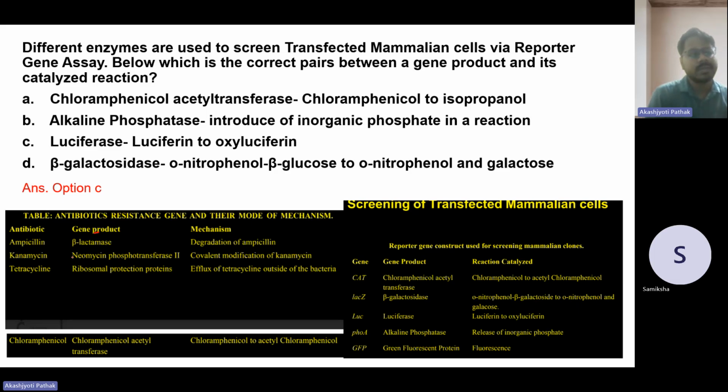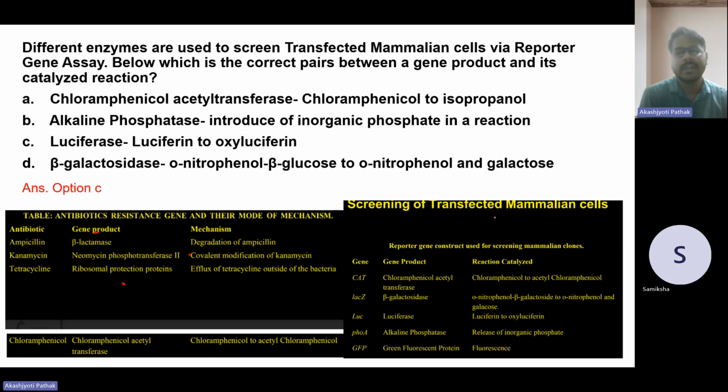Similarly, the kanamycin resistance gene synthesizes the protein neomycin phosphotransferase 2 that results in covalent modification of kanamycin. And the kanamycin is now no longer able to inhibit the bacterial growth, because there has been some covalent modification; the structure gets changed. Similarly, for tetracycline, there are ribosomal protection proteins. So there are different types of proteins that are synthesized which confer resistance to the bacteria.